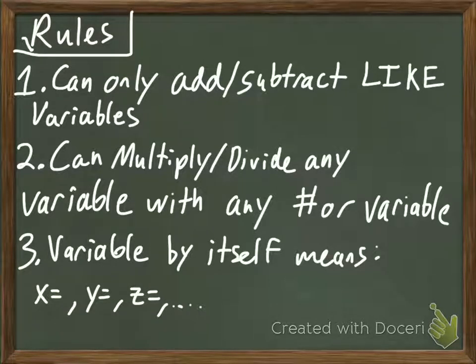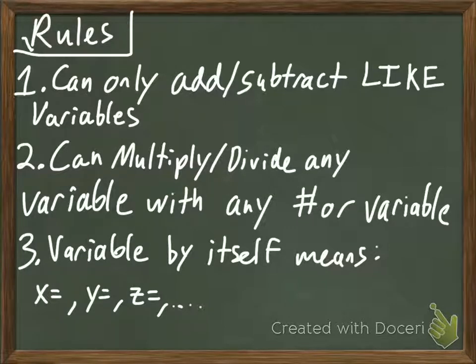And there's more than just 5, but these are the 5 that I keep seeing people make the most mistakes on. So rule number 1, you can only add and subtract like variables. So that means I can only add and subtract x's with x's, y's with y's, a's with a's. I can't do 2x minus 3y and get something else. It's just 2x minus 3y.